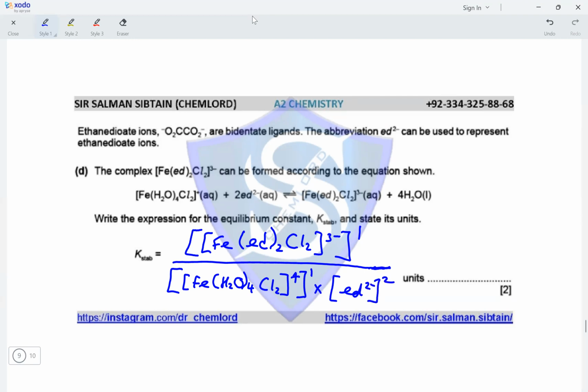So since 1 mole per dm cube gets cancelled out from the numerator and denominator, the units we are left with are 1 upon mole per dm cube squared, which when brought into the numerator becomes mole power minus 2 and dm power plus 6.